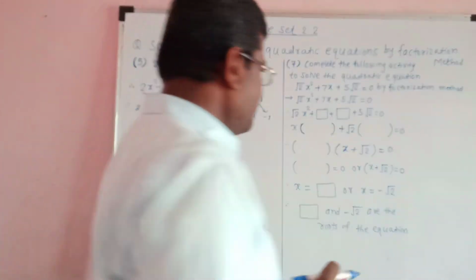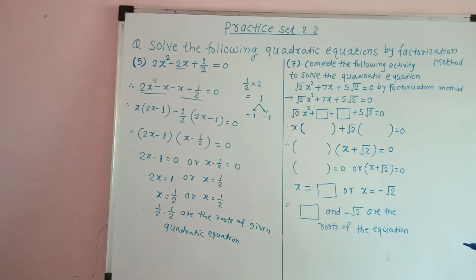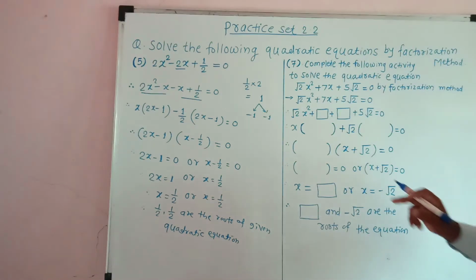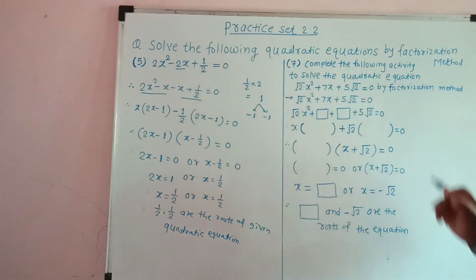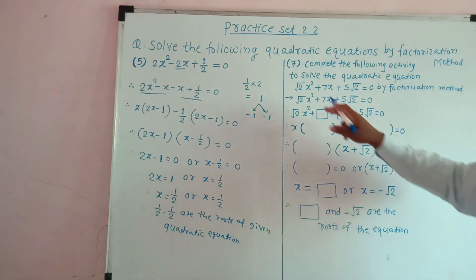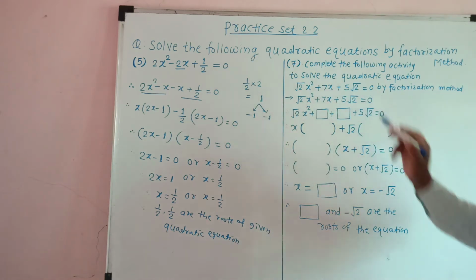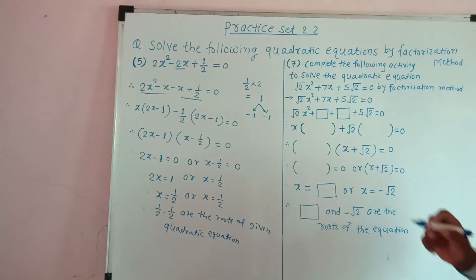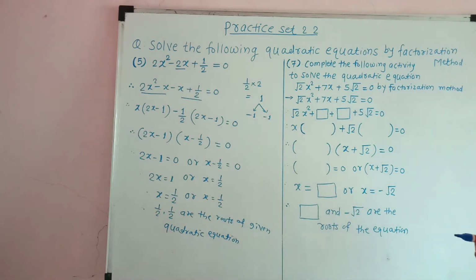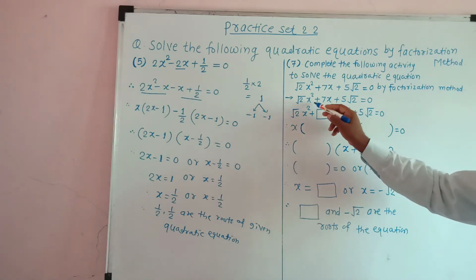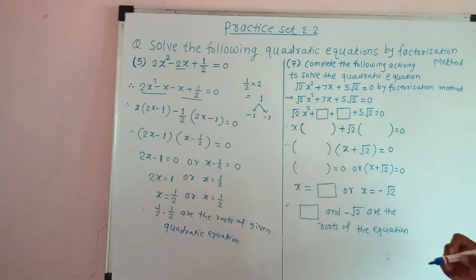Now question number 7 is one activity. Complete the following activity to solve the quadratic equation. And the quadratic equation is given as root 2x square plus 7x plus 5 root 2 is equal to 0. And this activity we have to solve by factorization method. Let us write the equation: root 2x square plus 7x plus 5 root 2 is equal to 0.